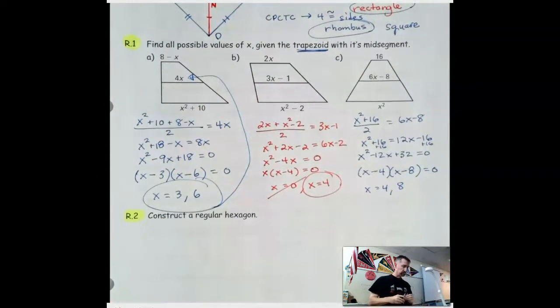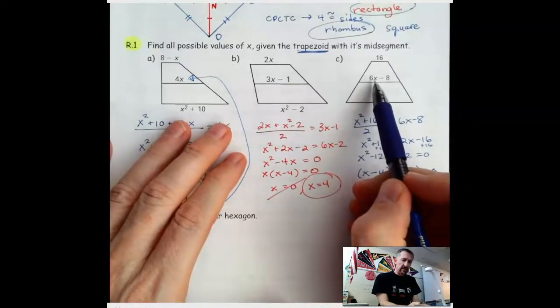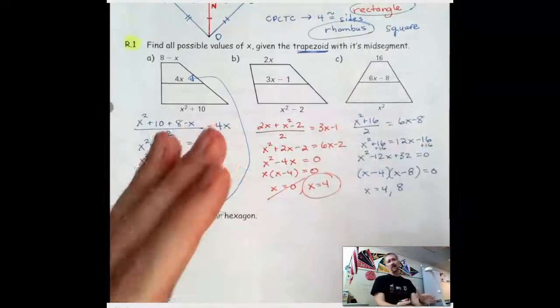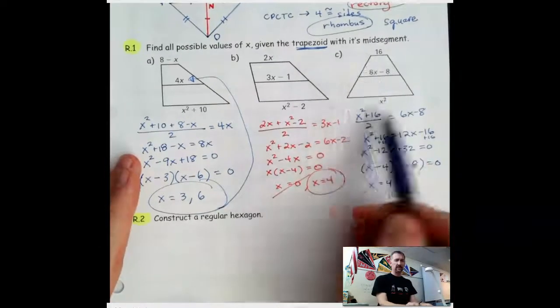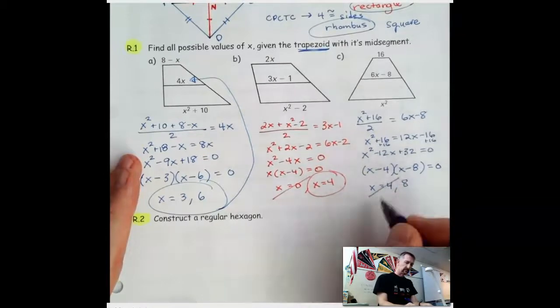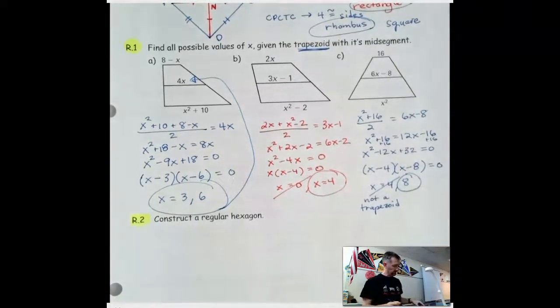And let's see. If we plug 4 in here, we get 16 and 16. They're all 16. Well, that's not going to be a trapezoid. If all 3 of those are 16, it can't be a trapezoid. So that's why we're going to eliminate that answer. So the answer is going to be 8. Okay.